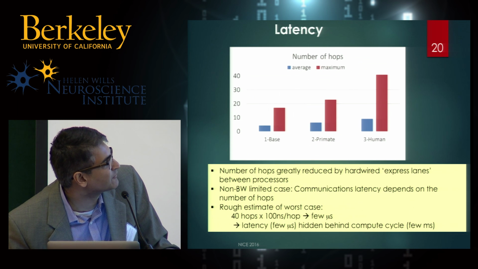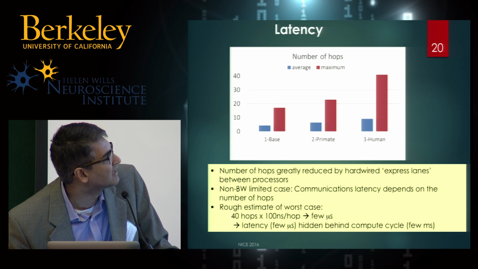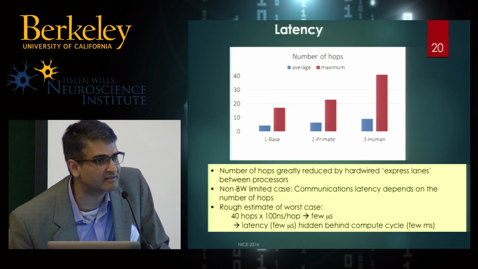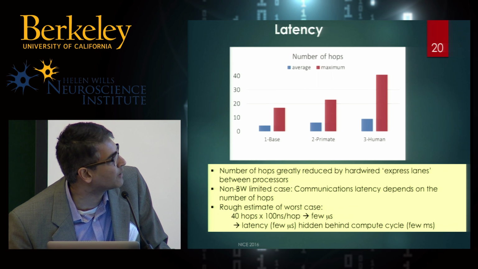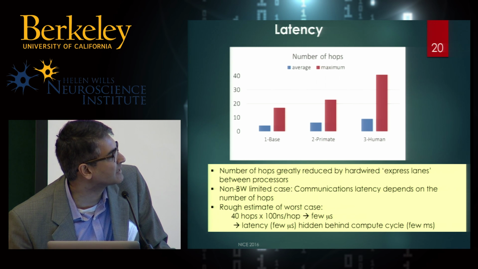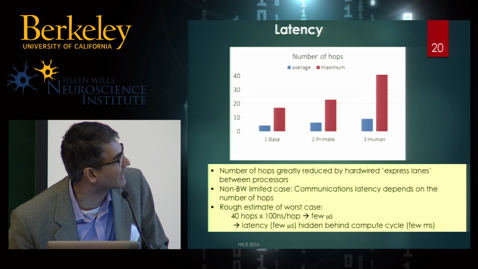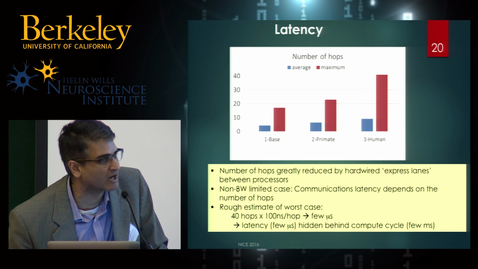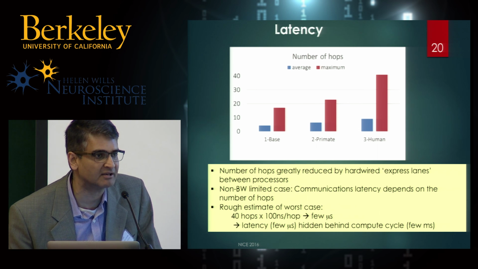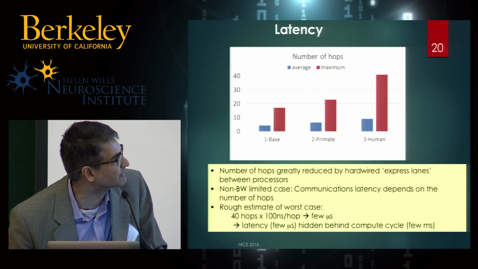Next, I looked at the latency for these three cases. And as I mentioned earlier, we put in these express lanes, and they greatly help to reduce the total number of hops between processors. Here are the three cases: the base case, the primate case, the human case. And I'm assuming that we're now not in a bandwidth-limited case, because we are comfortably able to accommodate what we thought were the bandwidth requirements from before.